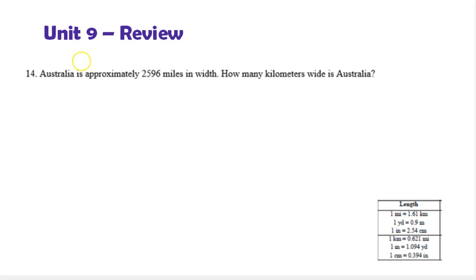Unit 9 Review, Question 14. Australia is approximately 2,596 miles in width. And we are asked, how many kilometers wide is Australia? So we are converting from miles to kilometers. And notice this is a US to a metric conversion.